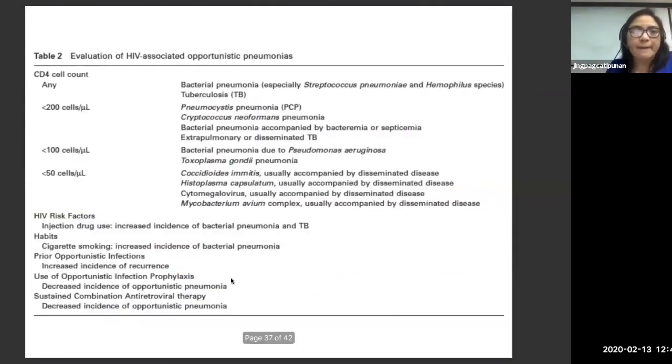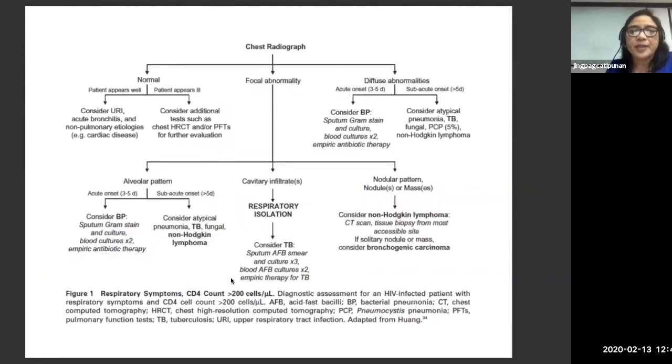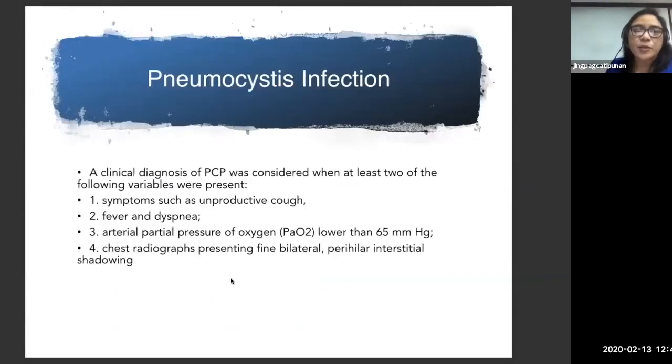The other slides show you the other opportunistic infections that can be seen, and the steps. I'll be leaving these slides to you so you can actually use them in the clinics. You know that pneumocystis infection is very common in children with HIV, and also in those who are severely immunocompromised. The diagnosis is through symptoms, fever and dyspnea, the O2 levels, and also the chest radiograph.